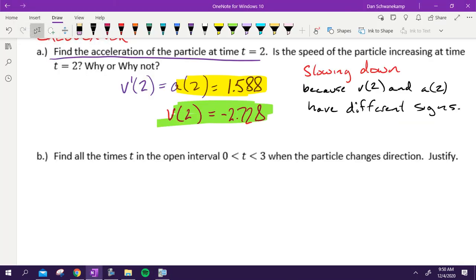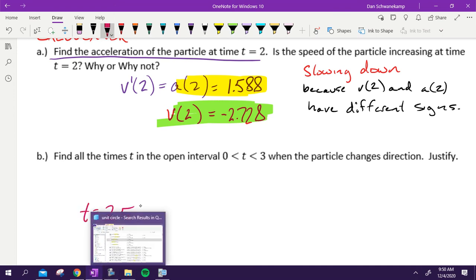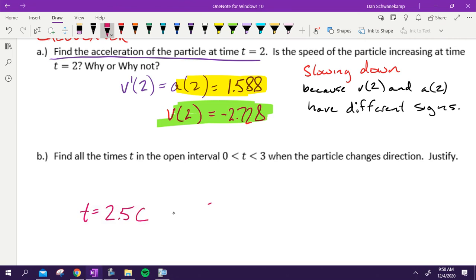2.507. So T equals 2.507. That is my answer. Justify why my particle changed directions. What would my justification be?